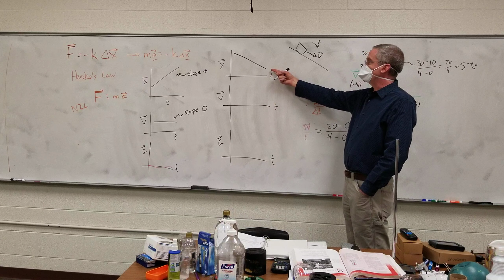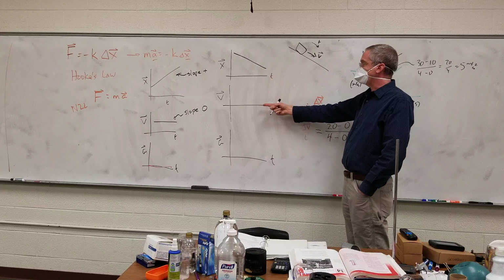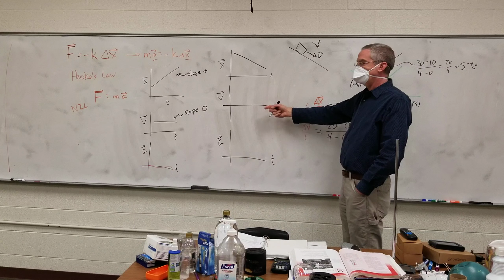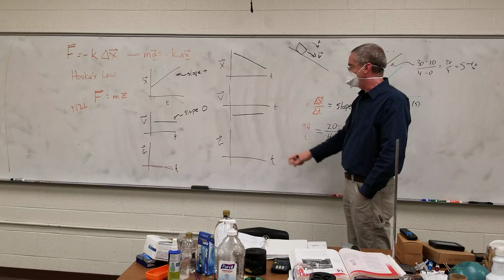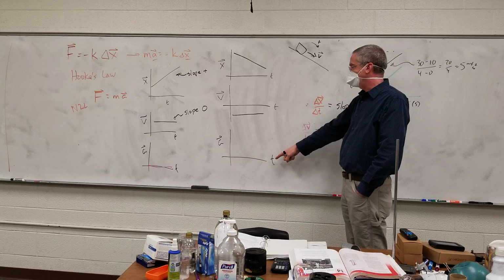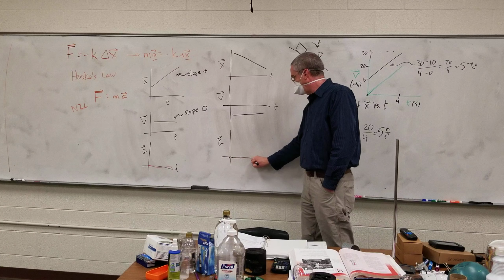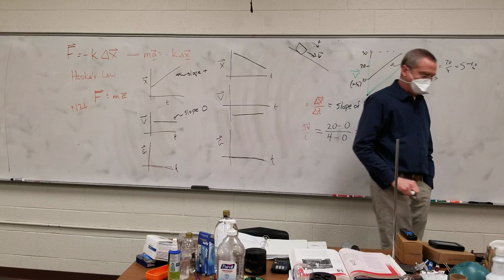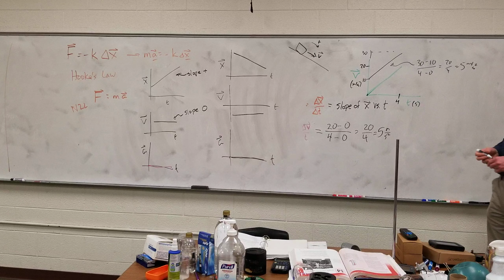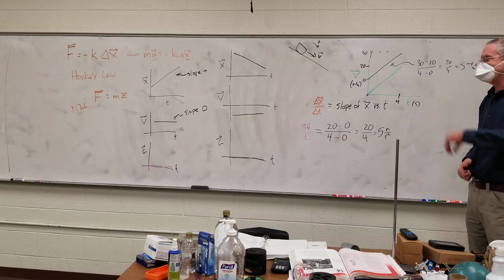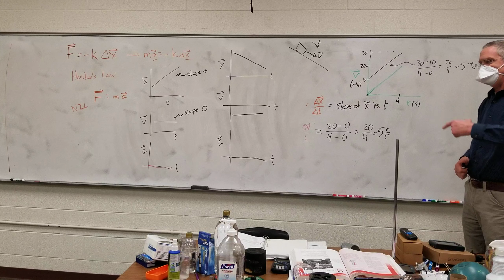What can you tell me about that slope? Negative. So what would this graph look like? It would have a horizontal line and negative. And what would this look like? It'd just be on zero. So what would you need to see in the first graph, in my position graph, in order for acceleration not to be zero?